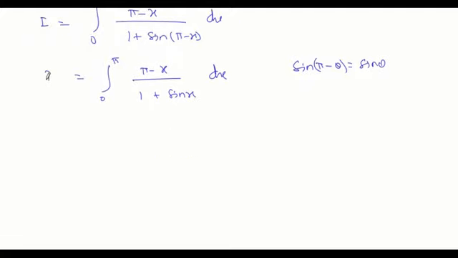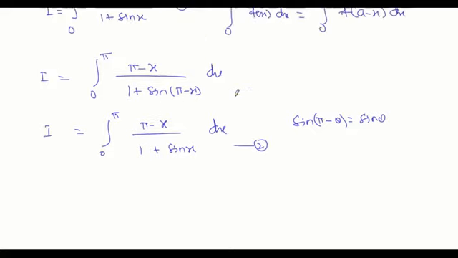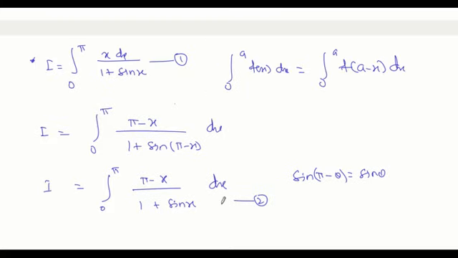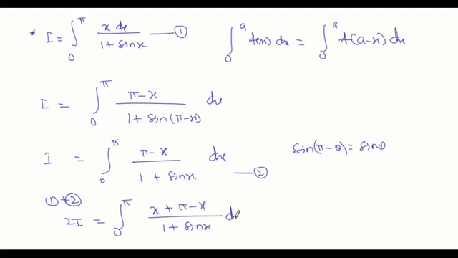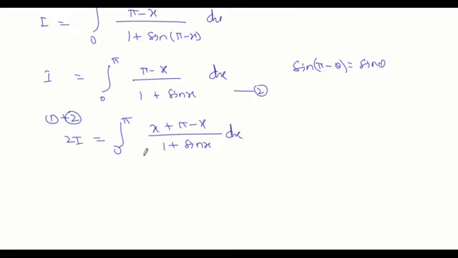Now next, see, children, this is actually considered as the second one. Same limit, same denominator, same element, so we can add them. So therefore 1 plus 2, it is 2I is nothing but integral 0 to pi of x plus pi minus x by 1 plus sin x dx. Now this x gets cancelled. Now what are we getting? Integral 0 to pi of pi by 1 plus sin x dx. This is nothing but 2I.